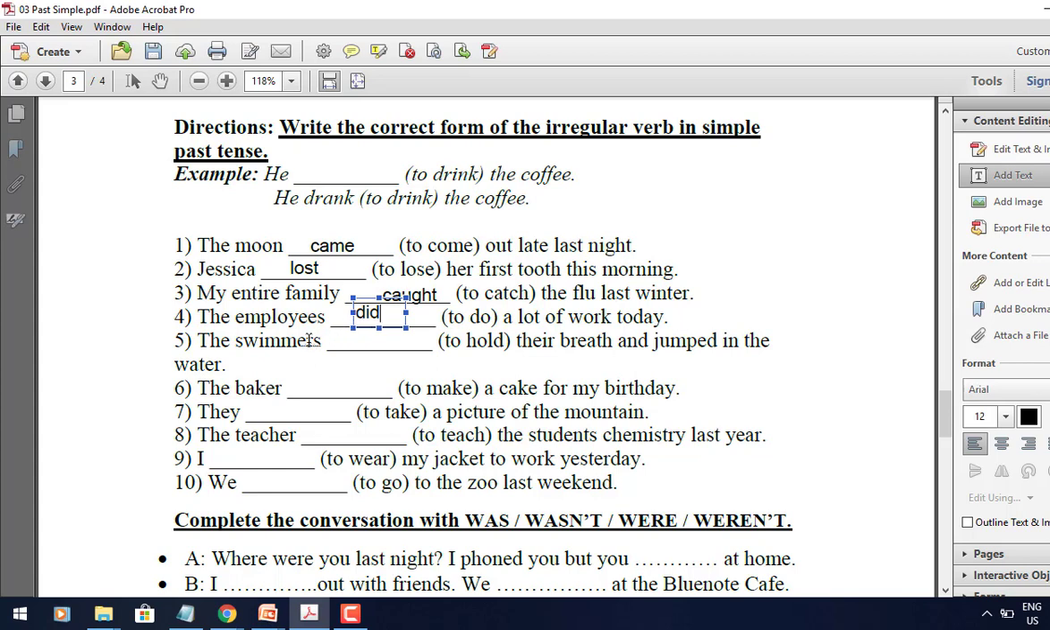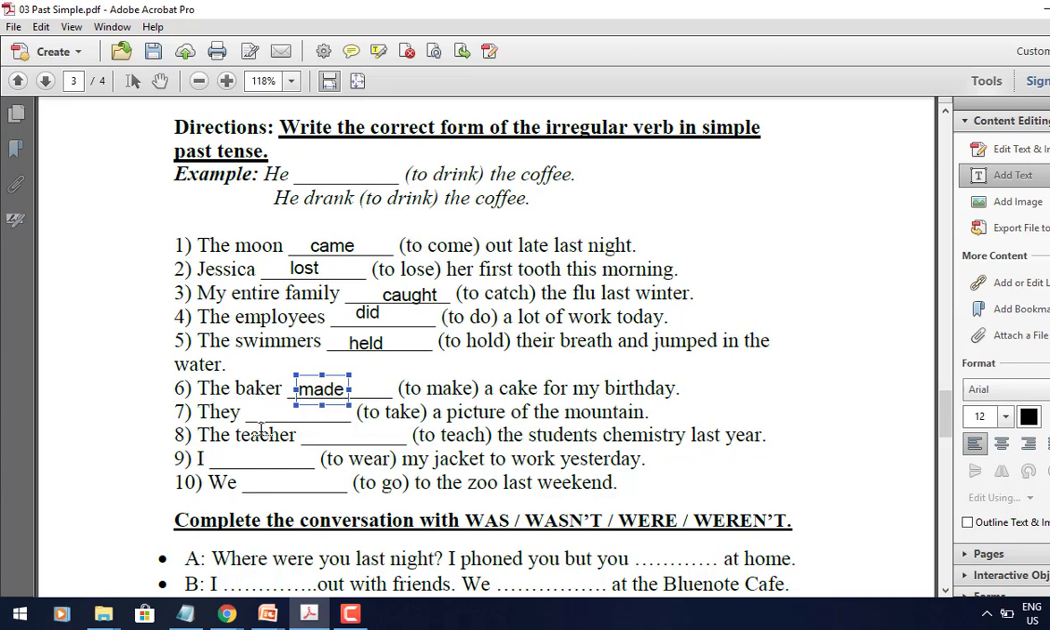If you change it to negative, you should say the employees didn't do a lot of work. Okay. Number 5. The swimmers to hold their breath and jumped in the water. So hold is an irregular verb. The past form is held. The swimmers held their breath and jumped in the water. Number 6. The baker to make a cake for my birthday. I know that make is an irregular verb and the past form is made. A baker made a cake for my birthday.